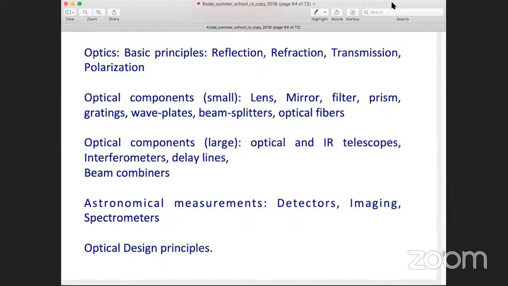And if you have a thermal lens, you can minimize that effect.